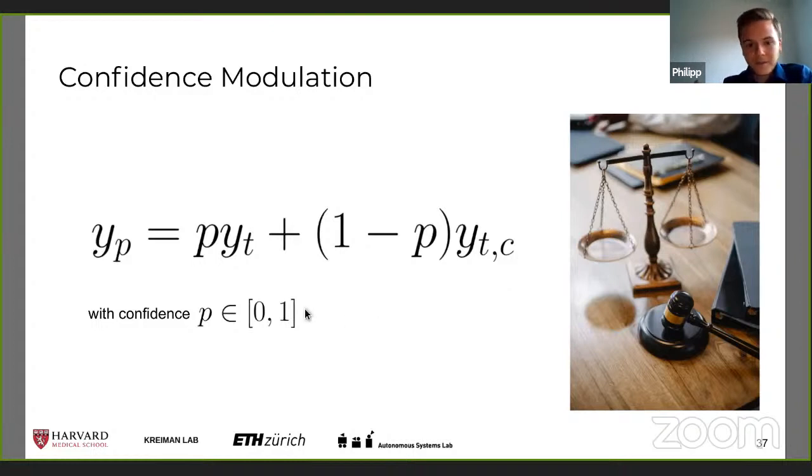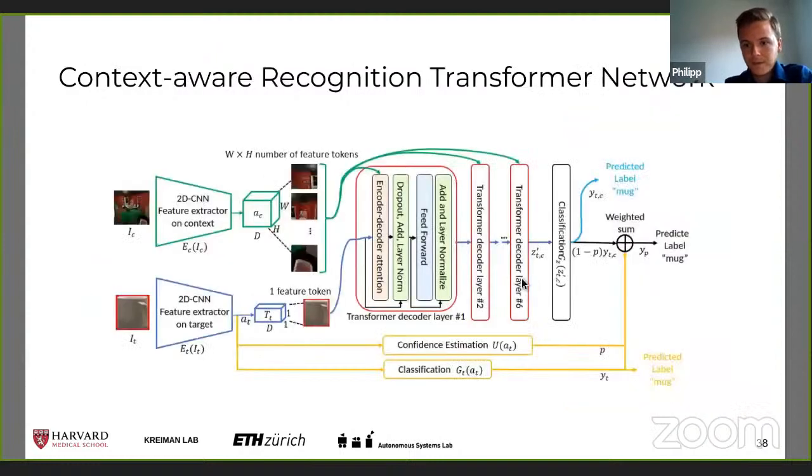On the other hand, if we have something like this coffee machine, and therefore quite a confident prediction right away, we would put more weight on this initial prediction and de-emphasize the importance of the context. So that mechanism should help the model to become more robust in situations of a misleading context, provided that the target features are actually sufficient to make a good classification. So that is how we obtain the final prediction.